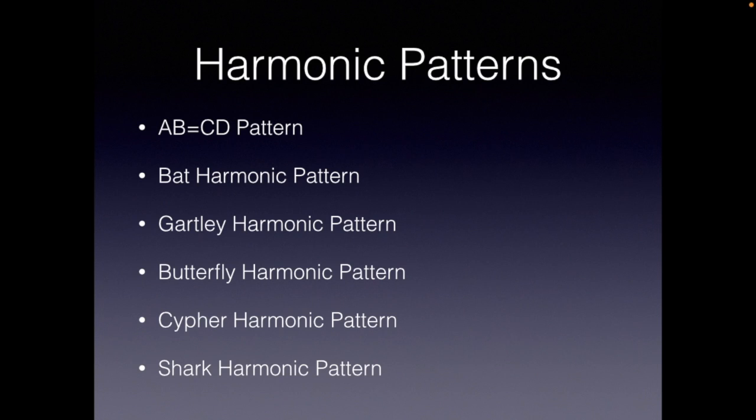So there's quite a few different harmonic patterns. In this series we'll be looking at the AB equals CD pattern, the bat harmonic, the Gartley harmonic, the butterfly harmonic, the cipher, and the shark. Now these all do happen in Bitcoin. We'll see them quite a bit.